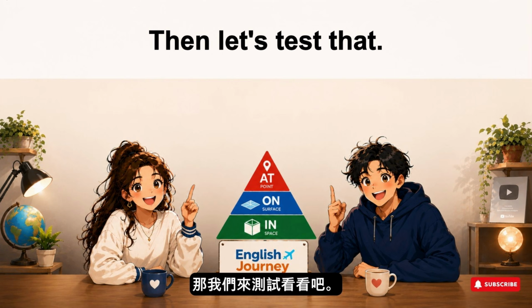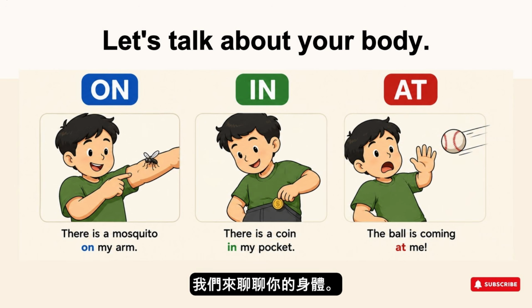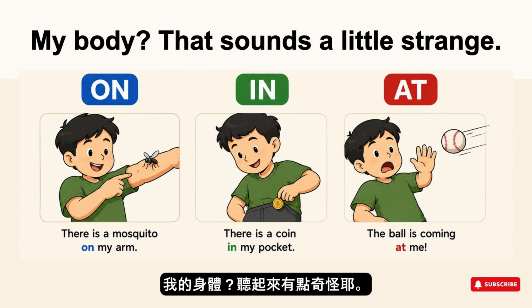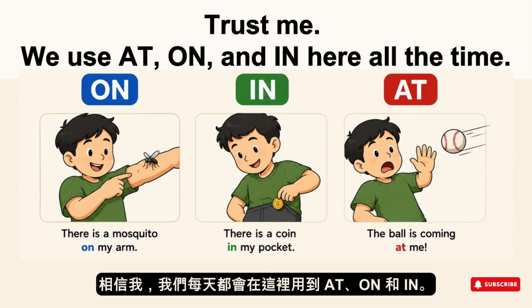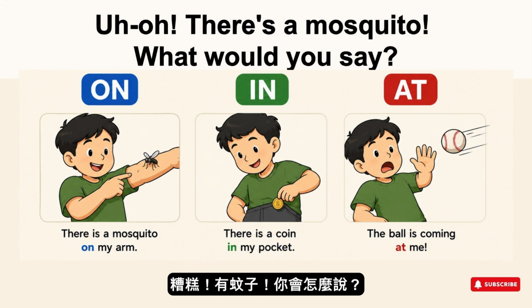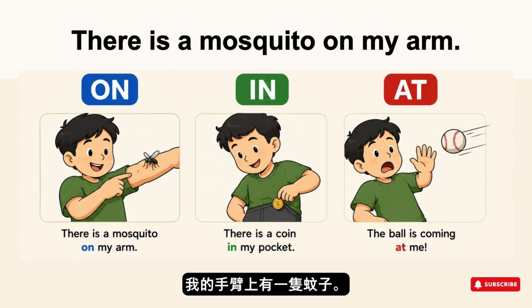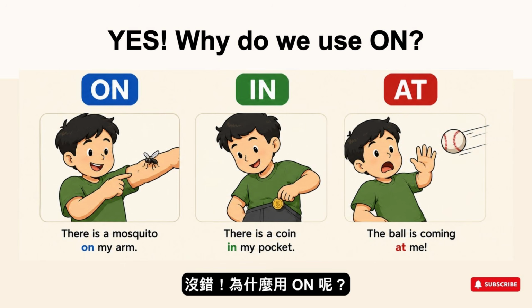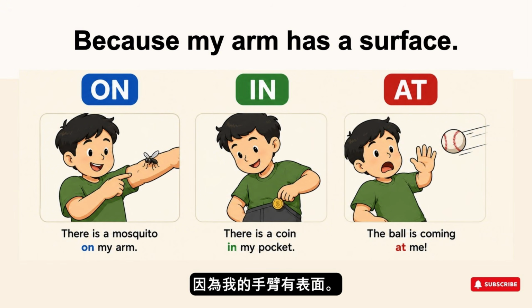Then let's test that. Let's talk about your body. My body? That sounds a little strange. Trust me, we use at, on, and in here all the time. Uh-oh, there's a mosquito. What would you say? There is a mosquito on my arm. Yes. Why do we use on? Because my arm has a surface.